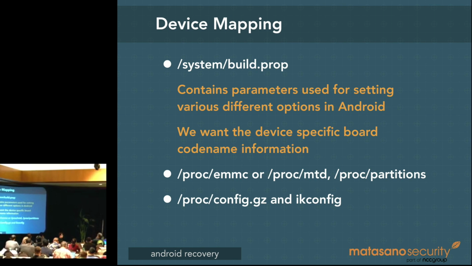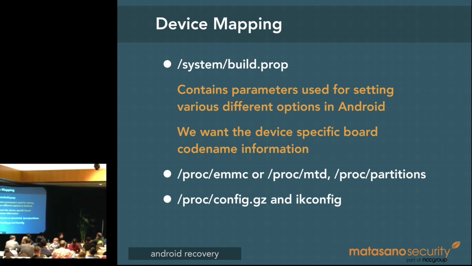We'll talk about a file called build.prop. This is in the system of Android, and this contains parameters and all the various different options you can pass. There's a lot of stuff in here, but what specifically we're most interested in is the device-specific board codename. This goes back to the Galaxy S2 example I mentioned, where that means nothing to us. We need to know the board name itself. That's a parameter called out in this build.prop file. And that's how we identify and name a device, is by the board codename.